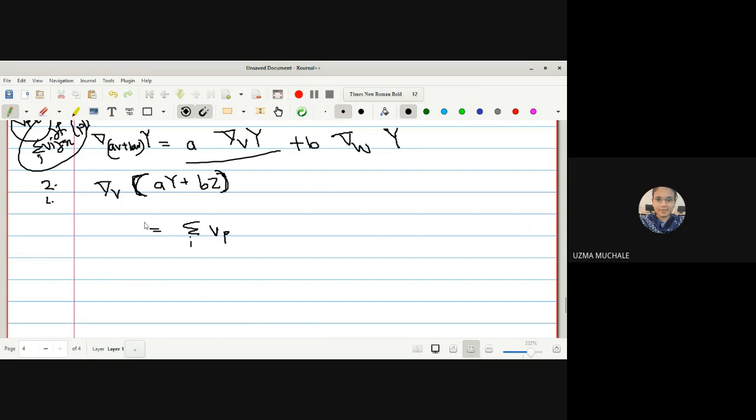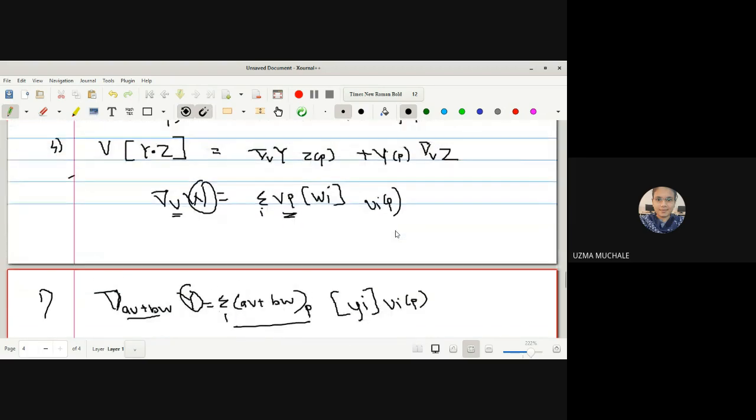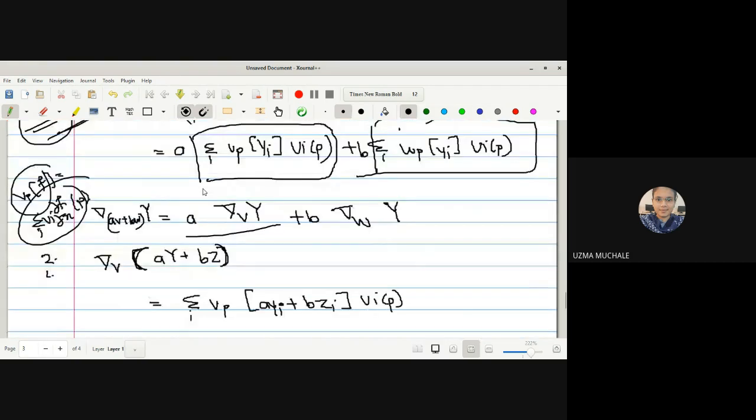What will be the formula? VP. Here there is no second tangent vector. So simply summation over I VP. Now instead of only one vector field, we have this one. So AYI plus B ZI UI at a point P. Okay. If you don't understand, just see this formula. What is the change here? V is as it is. Instead of W, we have combination AY plus BZ.